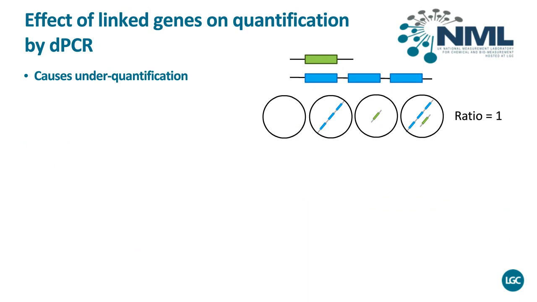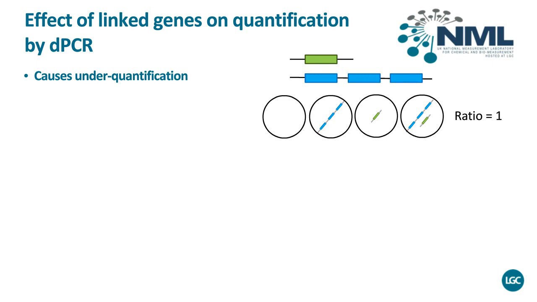So when we have those linked genes, we can get this under-quantification. This is just a schematic on the right to show the reference gene in green, and then we've got 3 blue targets amplified in cis. And I like to think about how this would be measured if we were to look at a digital reaction. So what I've done underneath is make a cartoon of how I think this would partition. So we have 4 possible scenarios.